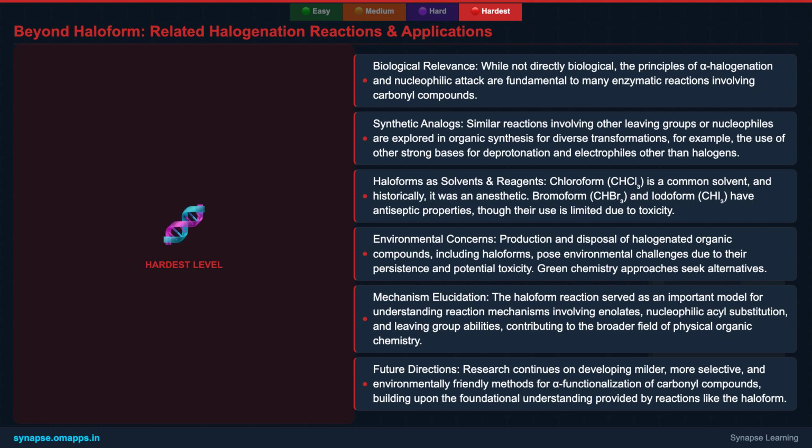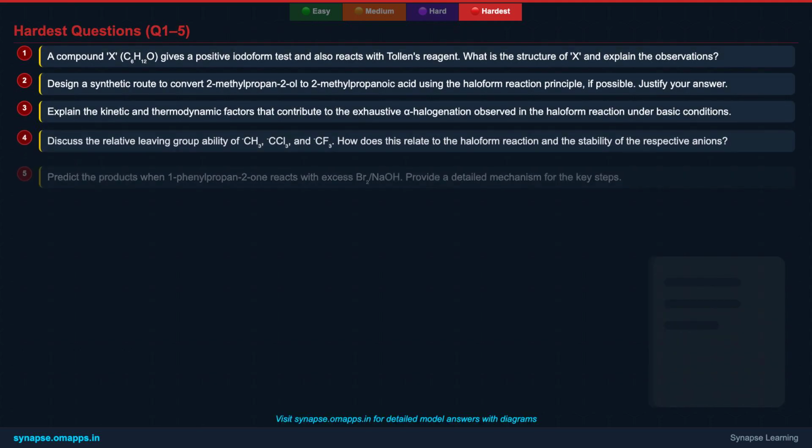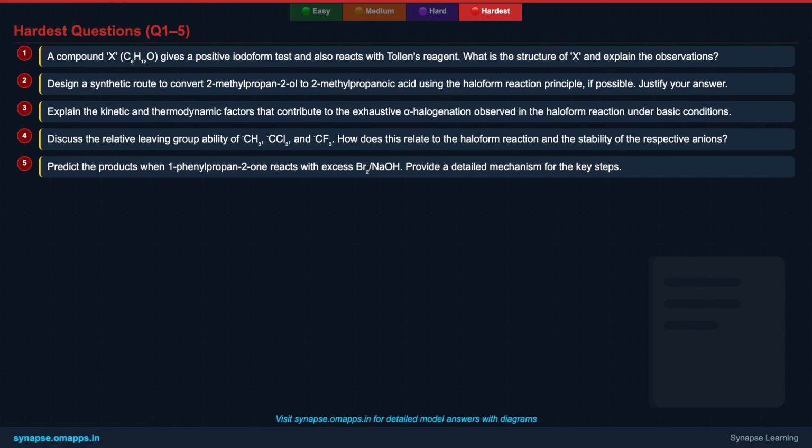Ultimately, the haloform reaction has been a cornerstone in elucidating reaction mechanisms involving enolates and nucleophilic acyl substitution, greatly contributing to the field of physical organic chemistry. Future research continues to build upon this foundational understanding to develop milder, more selective, and environmentally friendly methods for carbonyl functionalization. Here are the first 5 challenging questions for the hardest level.